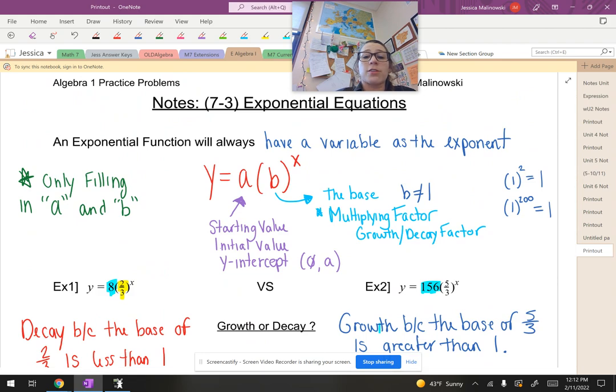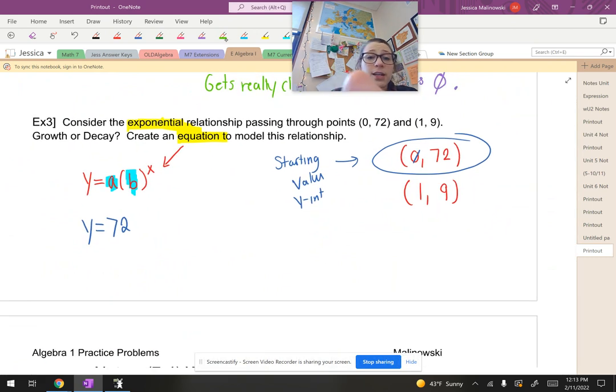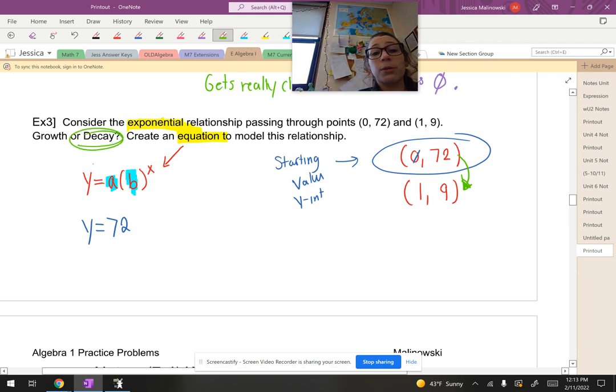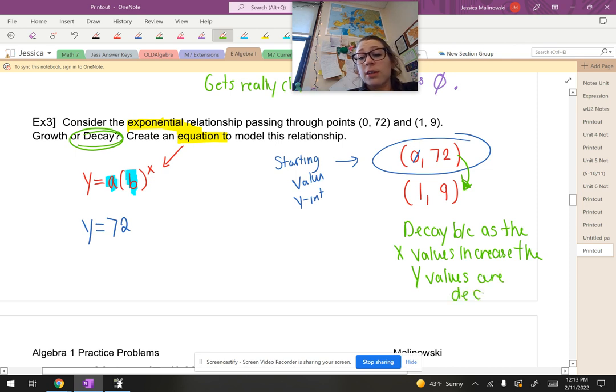that b is that multiplying factor, or the piece that we repeatedly multiply to get to the next one. So looking here, if I'm starting with a y value of 72, what do I do to 72 to get to 9? Well, first off, 72 to 9, that is showing me decay. So I can definitely answer that this is a decay problem because as the x values increase, the y values, or those outputs, are decreasing, therefore showing me decay.